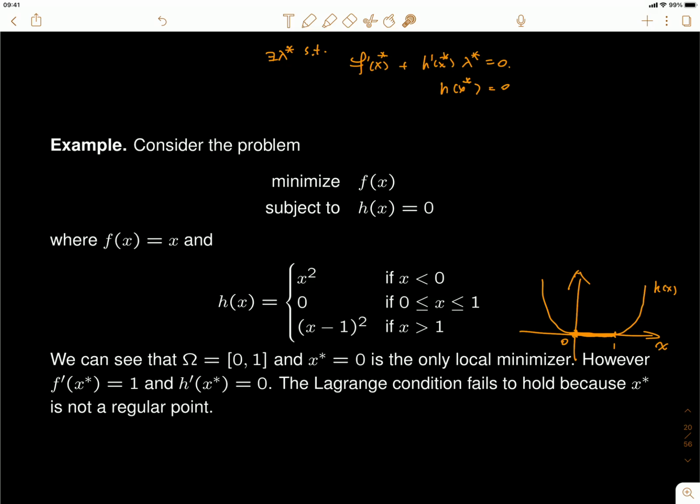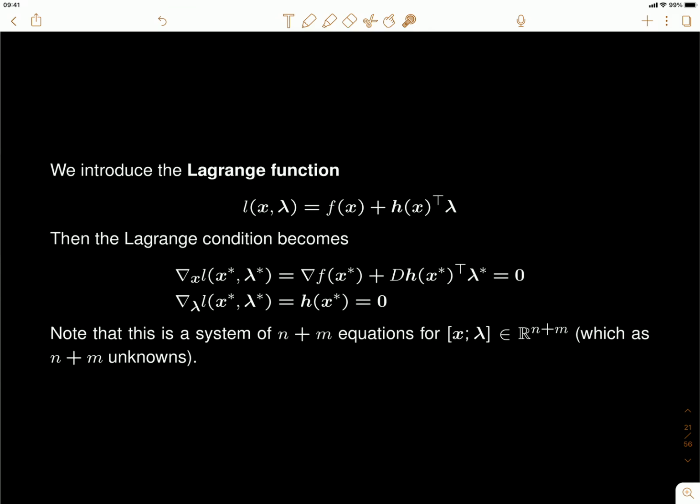This doesn't mean that it violates the Lagrange condition. It's just that this point is not a regular point. We should not consider it further. The Lagrange condition may not be satisfied even if it is a local minimizer. So you should know that the point being regular is also necessary when you consider the Lagrange condition.